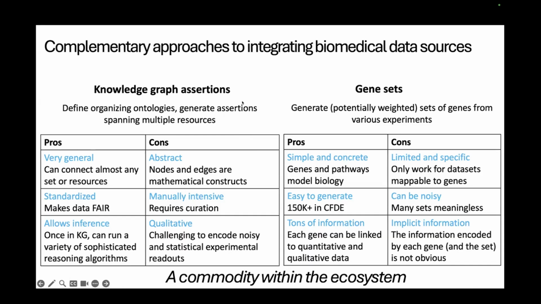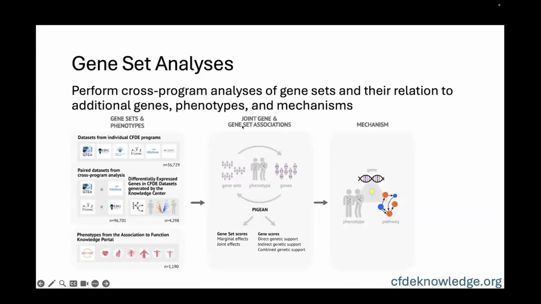But it's a really unique approach because, as you can imagine, there are all of these knowledge graph assertions that CFDE and that others have been coming up with, and those offer a very specialized niche that has some pros and cons, and some of these are different from the pros and cons that are available for gene sets. So by integrating these knowledge graphs and these gene sets separately, we're able to provide a really unique commodity within an ecosystem so that you can see evidence produced from both.